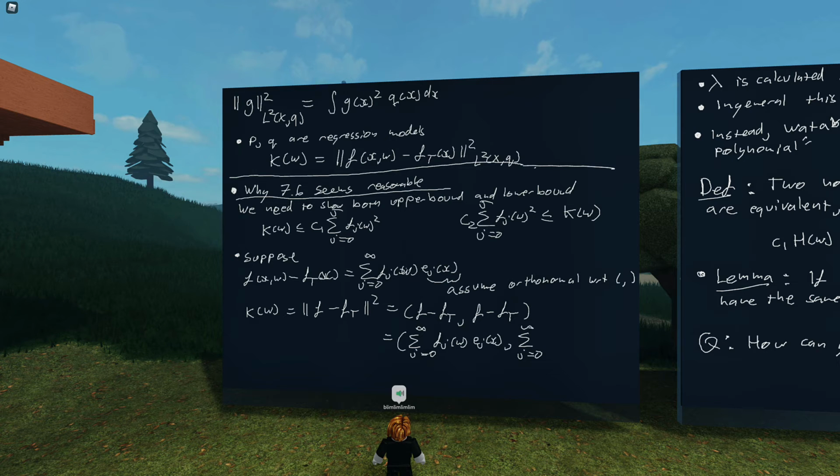Then because the EJs are all orthonormal, inner producting one with itself just gives you one, and when you inner product two different EJ of x's, you get 0. So this just equals the sum from j equals 0 to infinity of the fj of w's squared. So that's automatically larger than any finite sum. So if the EJs were orthonormal, the lower bound would fall out straight away.